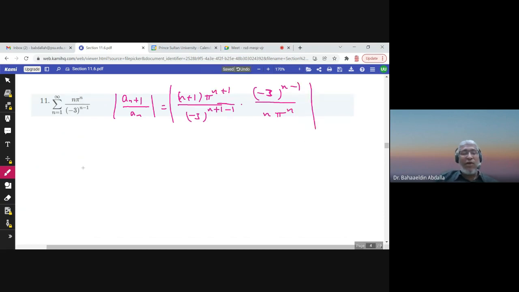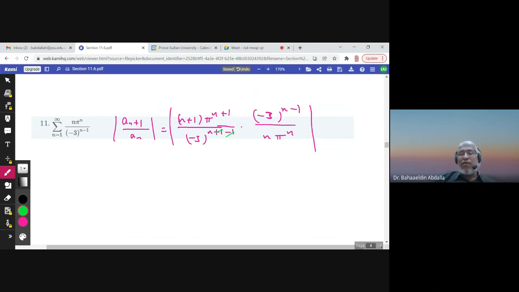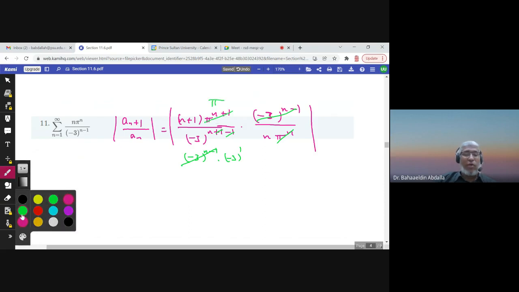Well, I have here negative 3 to the power n, and I have here negative 3 to the power n minus 1. So you can write this, if you like, as negative 3 to the power n minus 1 times negative 3 to the power 1. When you add n minus 1 plus 1, you get n, which is here. And now you can cancel this with this, and pi with pi, and you have 1 pi remaining.